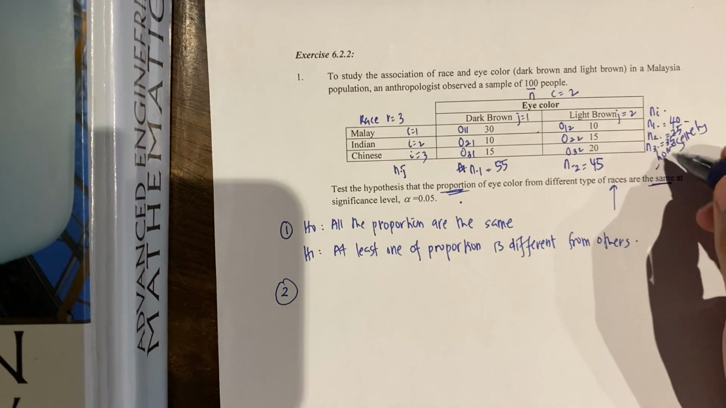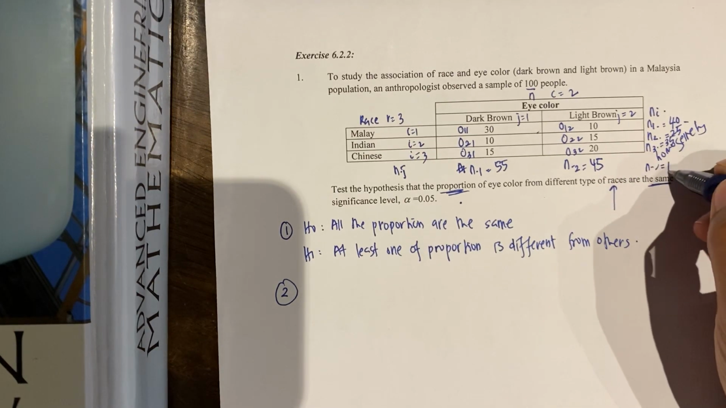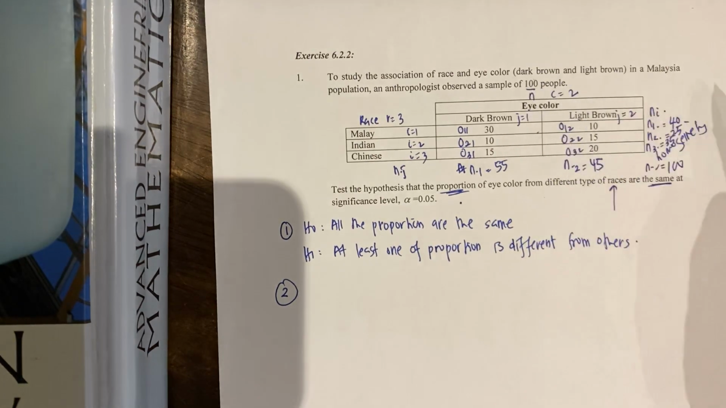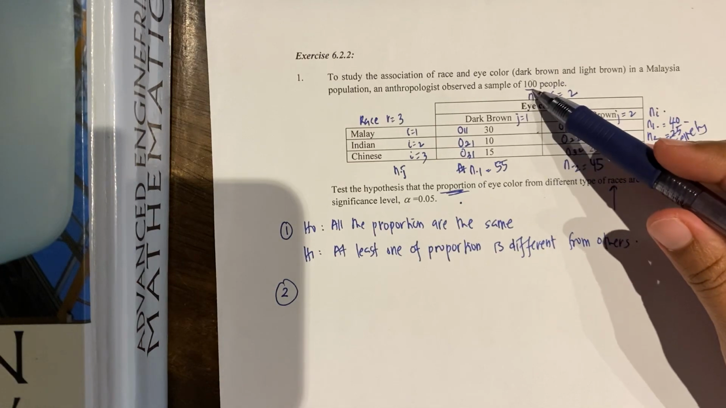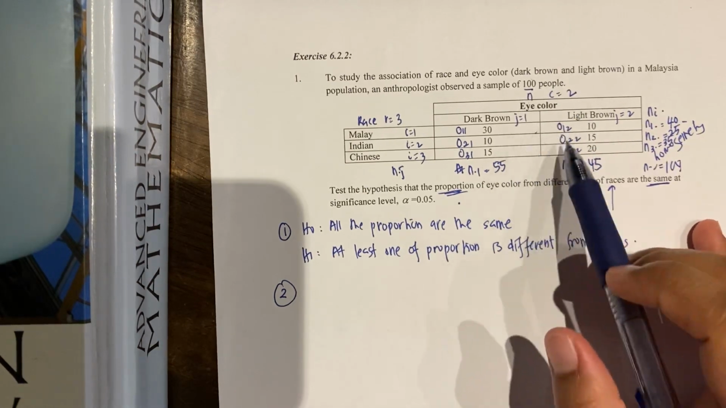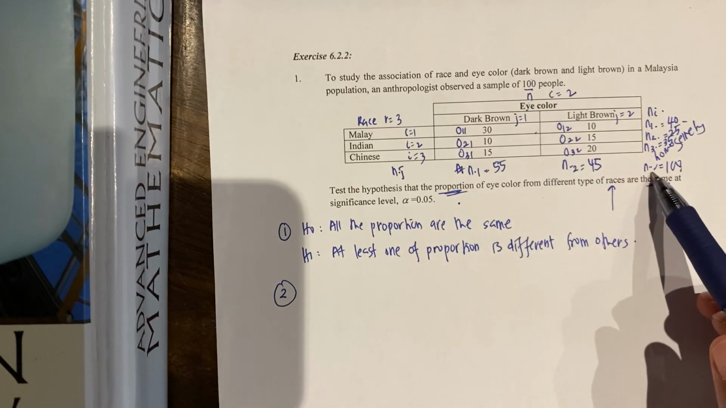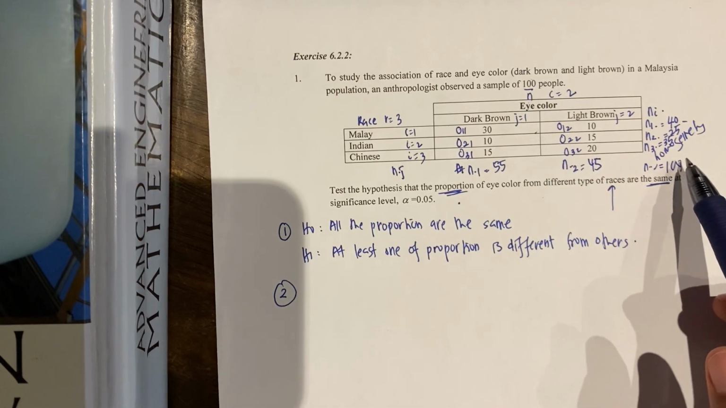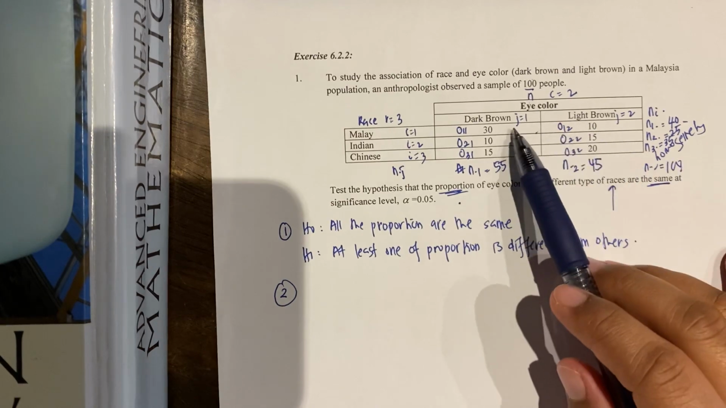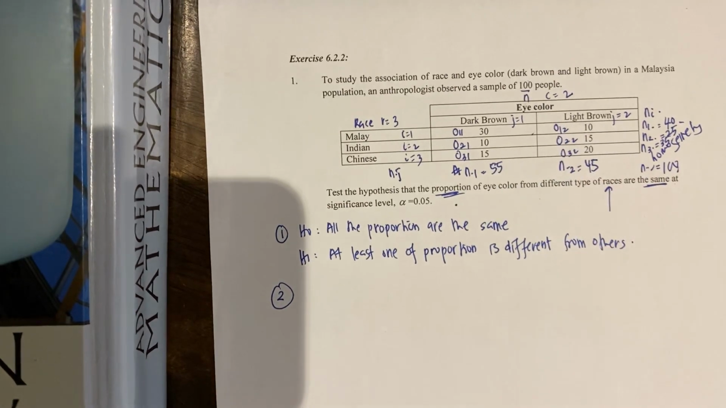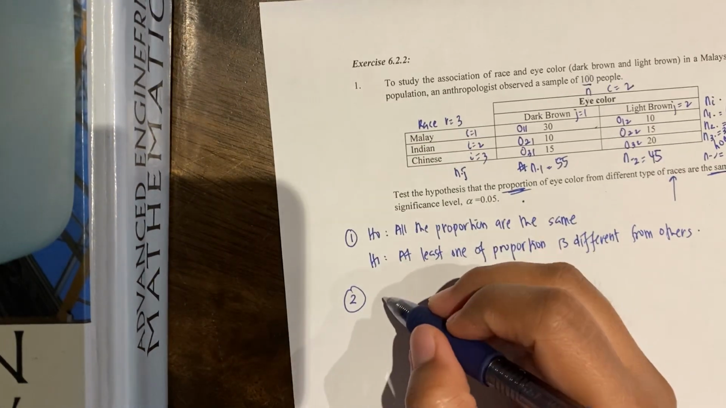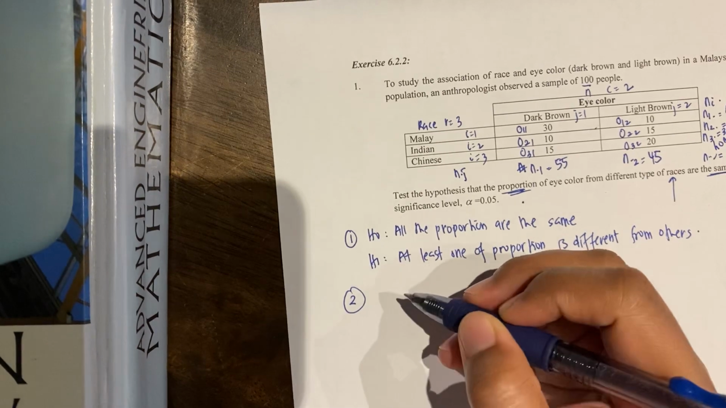So altogether N dot dot is 100. It should be similar to your N. The N dot dot here must be similar to the N here because the summation of the observed frequencies, you should get the N. So N dot dot is the summation value or total data. So total data is 100. So draw a column here.